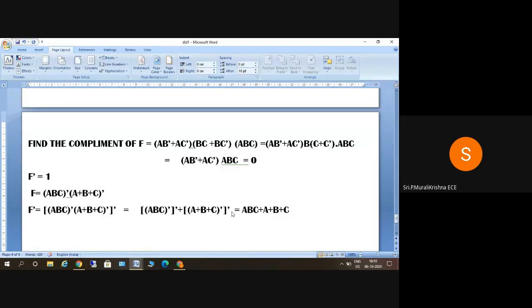If I take A as common, it is 1 plus BC plus B plus C. 1 plus anything is 1. So what I'll get here is A plus B plus C. That is the simplified answer for this.